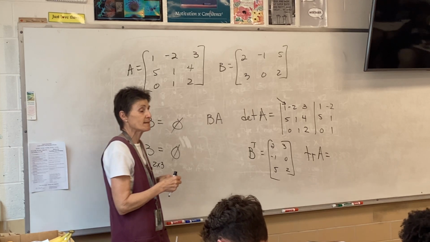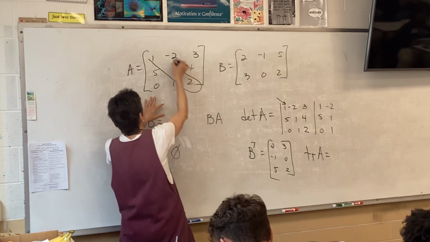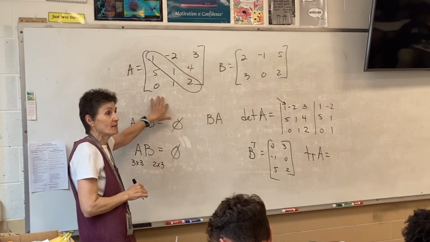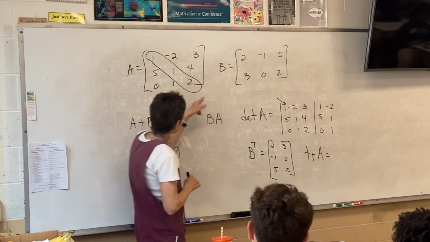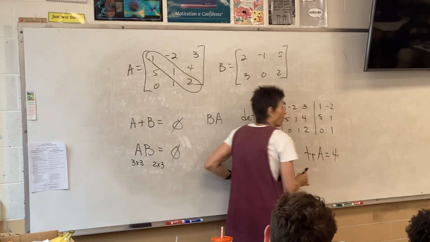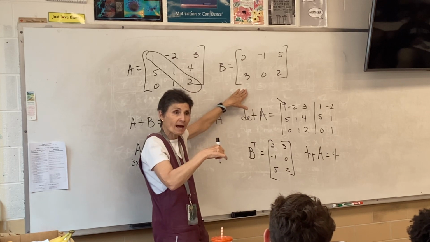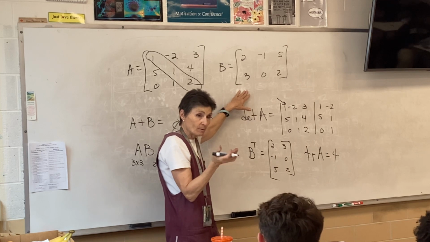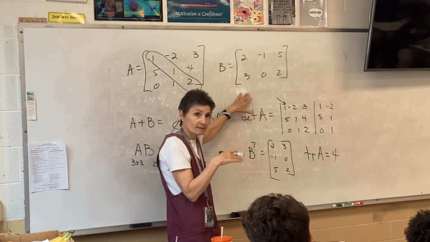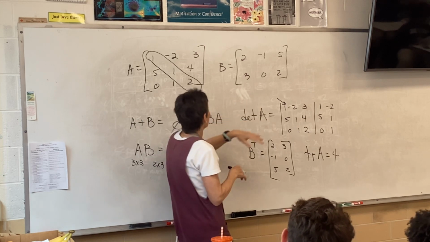It means the trace of A. And the trace of A simply means we add up the numbers on that diagonal. We add them up. So the trace of that would be 4. There is no trace for B, because in order to have a trace, you have to be squared. Okay? No determinant unless you're square. No trace unless you're square.